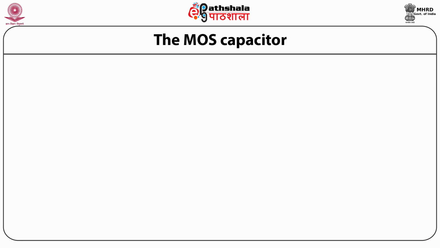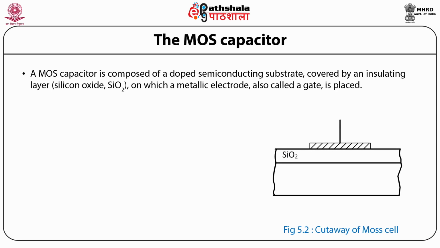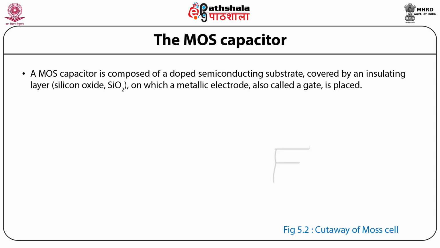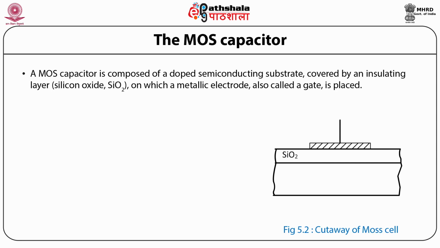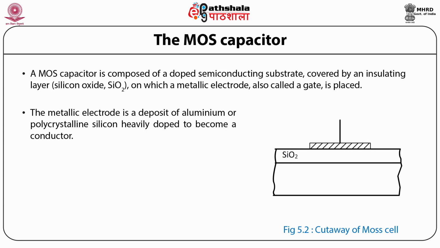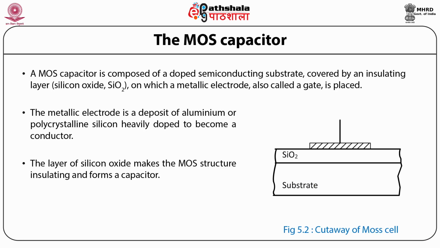The MOS capacitor. A MOS capacitor is composed of a doped semiconducting substrate covered by an insulating layer of silicon dioxide on which a metallic electrode called a gate is placed. The insulating oxide is a thin layer of silicon dioxide several tens of nanometers thick. The metallic electrode is a deposit of aluminum or polycrystalline silicon heavily doped to become a conductor. The layer of silicon oxide makes the MOS structure insulating and forms a capacitor.